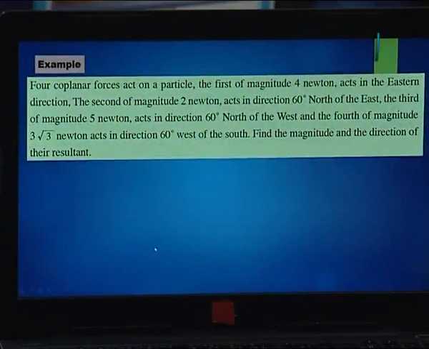Example: we have here 4 coplanar forces acting at a particle. The first of magnitude 4 newtons acts in the eastern direction. The second of magnitude 2 newtons acts in direction 60 north of east. The third of magnitude 5 newtons acts in direction 60 north of west. And the fourth of magnitude 3√3 newtons acts in direction 60 south of east. Find the magnitude and direction of the resultant.